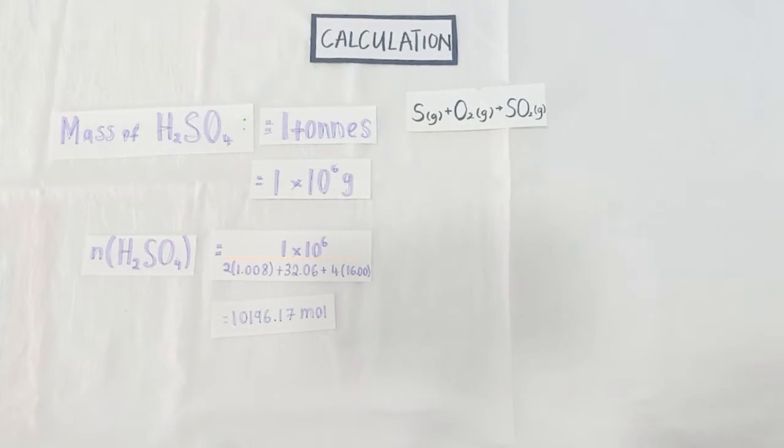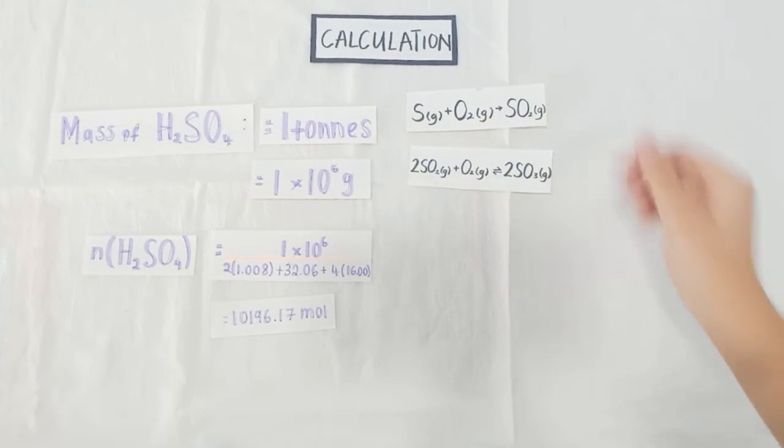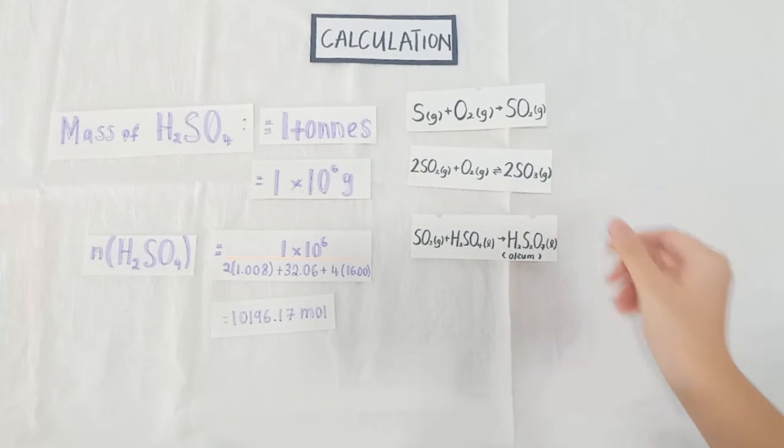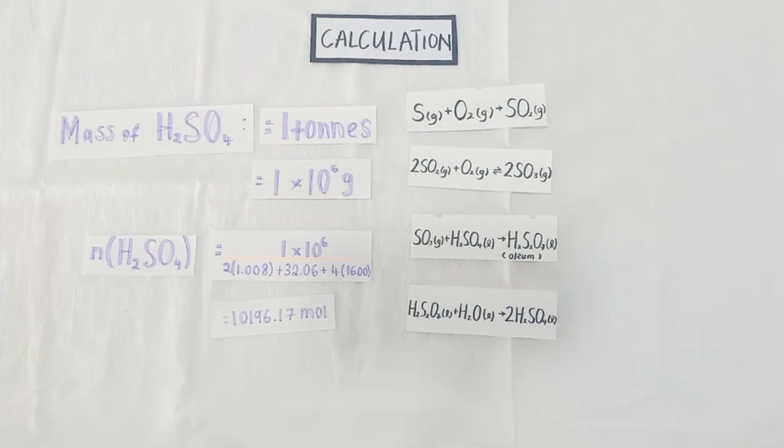The second step, make sure all 4 equations are correctly balanced because they are interrelated. And finally, you can see that 2 moles of H2SO4 produced requires 1 mole of sulfur and 1 mole of oxygen. So the number of moles of sulfur and oxygen is the number of moles of H2SO4 divided by 2.